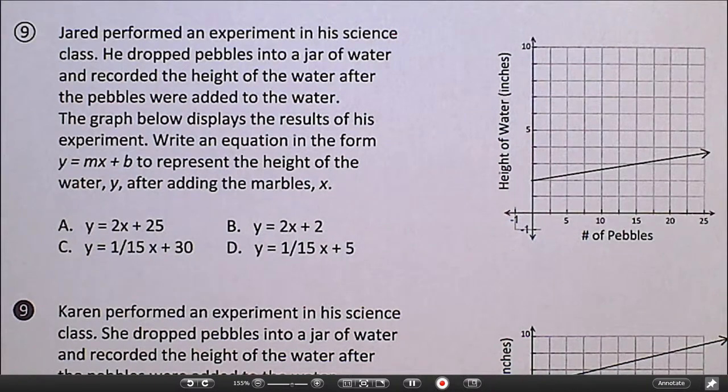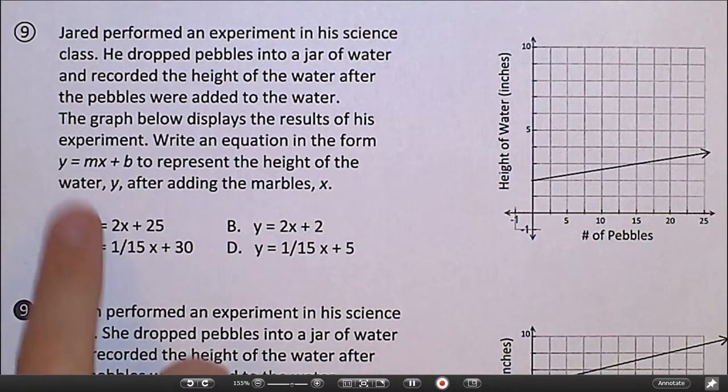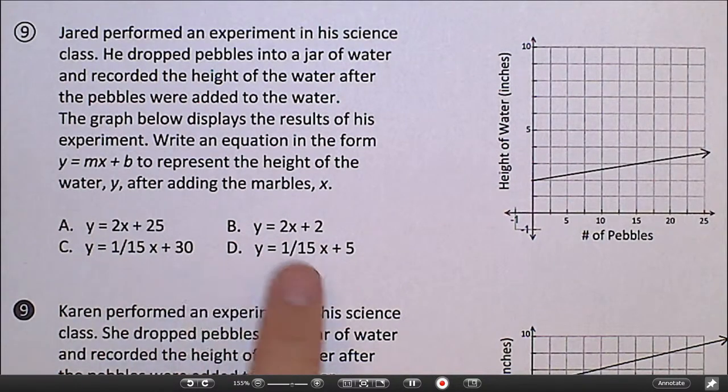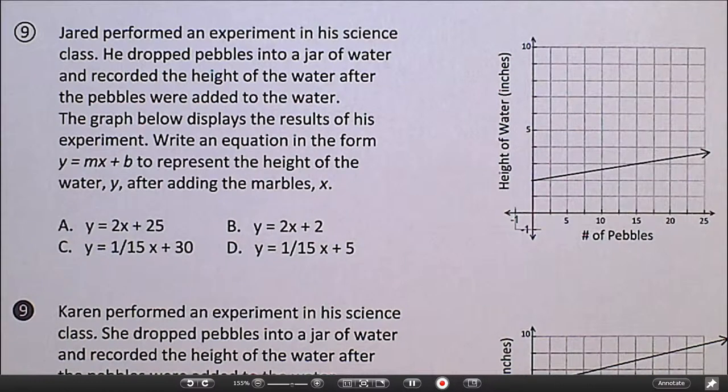Now first I need to make sure that all of my equations are in the right form. Y equals mx plus b. And it looks like they all are, so I can't get rid of anything there. So now I'm going to start. Remember, the only thing we need to write an equation from a graph is the slope and the y-intercept.